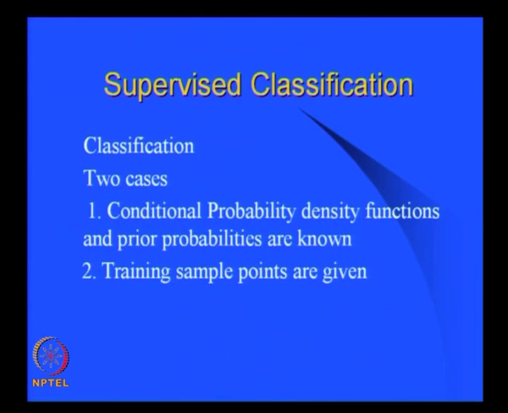Now let us see, in classification there are basically two cases that we are going to consider in these classes. In one case we are going to assume that conditional probability density functions and prior probabilities are known for the classes. In another case we are going to assume that training sample points are given. Now what is the meaning of these two things? The meaning is the following.